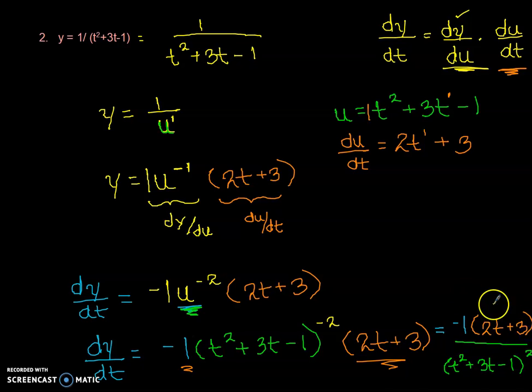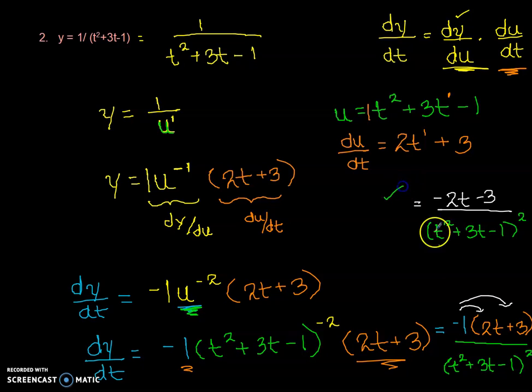And I would say this could be your final answer, or in the numerator, the -1 could be distributed, giving you -2t minus 3 over that denominator. And that could also be shown as your final answer. Again, since you have assignments that are multiple choice, I'm just showing you both ways that you could see it.